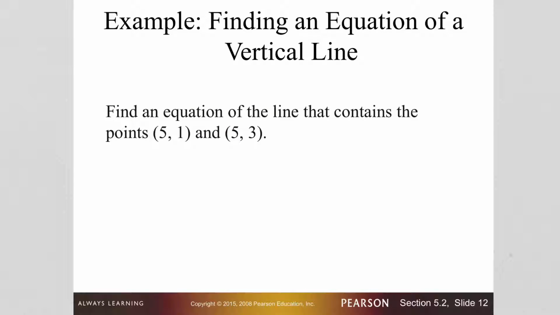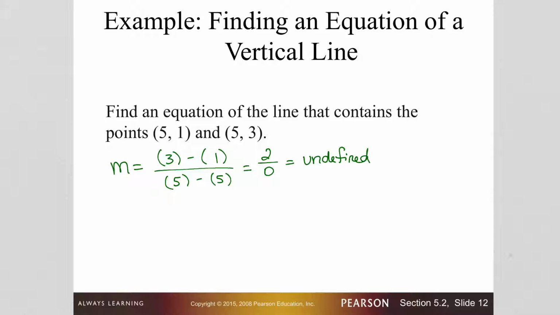Okay, so check this out. I'm going to find the equation of this line. Again, first thing we want to do is find our slope. So I've got 3 right here, I've got 1 right here, 5 here, and 5 here. 3 minus 1 is 2, 5 minus 5 is 0. You cannot have 0 in the denominator, so this slope is undefined.